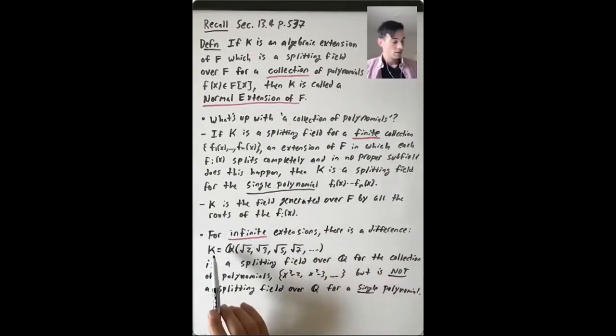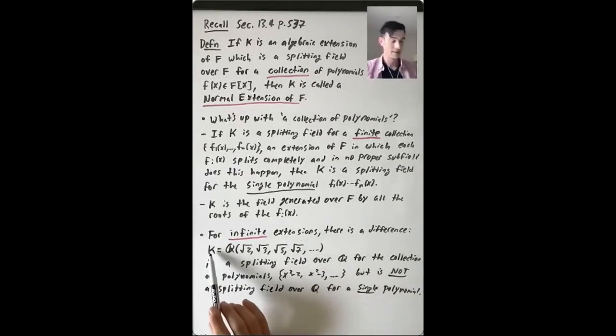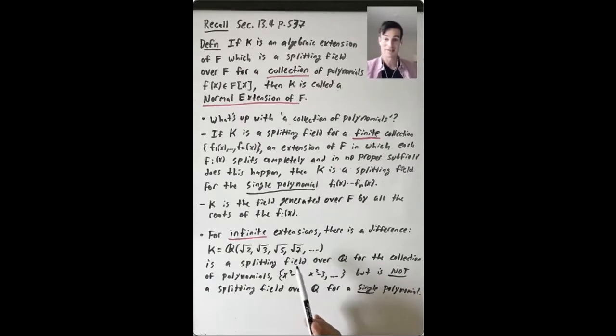So, for example, if you take K to be the field generated over Q by square root of 2, square root of 3, square root of 5, square root of 7, square root of 11, square root of p for each prime p, this is a splitting field over Q for a collection of polynomials. What collection? The polynomials x squared minus 2, x squared minus 3, x squared minus 5, and so on. This infinite collection of polynomials in Q[x]. But K is not the splitting field over Q for a single polynomial. You can see that just for degree reasons.